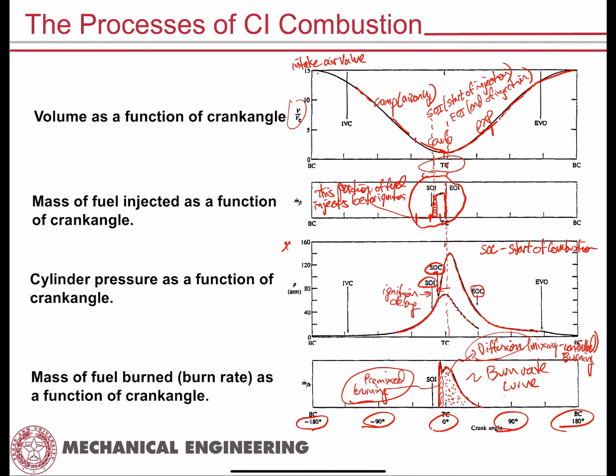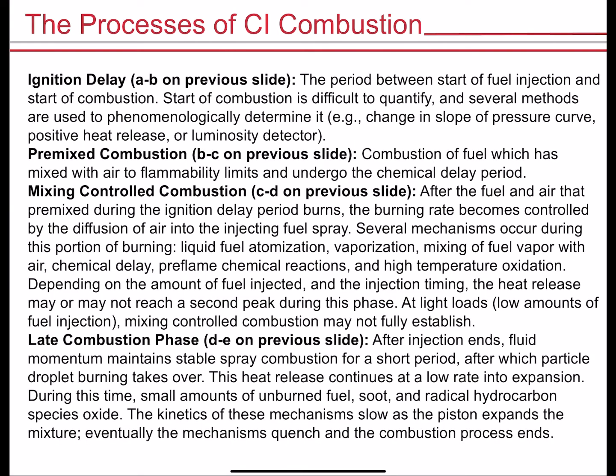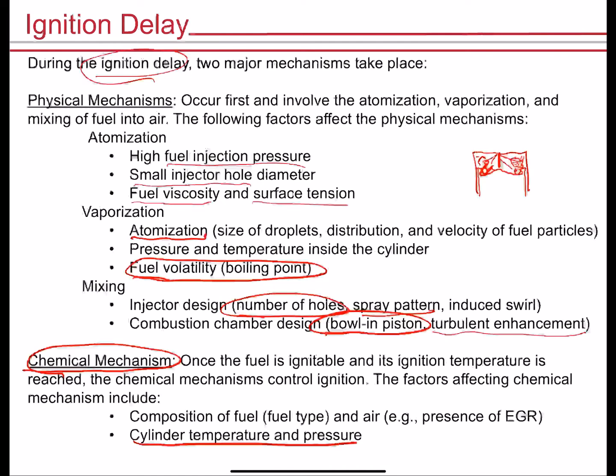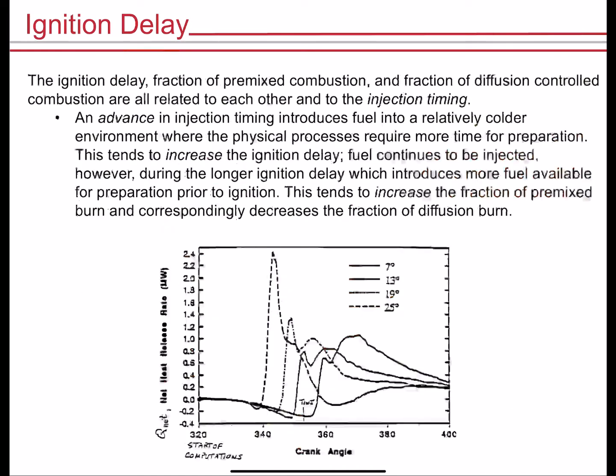Okay, so advancing start of injection means moving injection earlier in the cycle. Retarding start of injection means moving injection later in the cycle. By changing your injection timing, you change your ignition delay, and by changing your ignition delay, you change the amount of time you can premix your fuel. If you lengthen your ignition delay, you increase the time that you can premix your fuel, so you increase your premix burning, which means you decrease your diffusion burning.